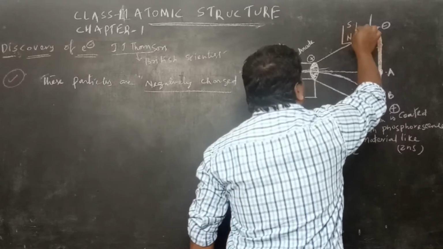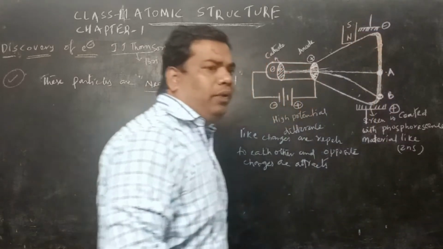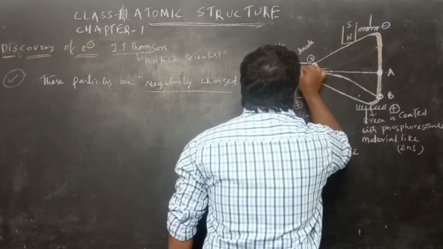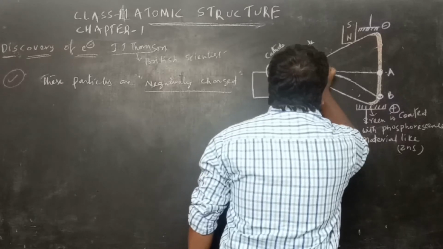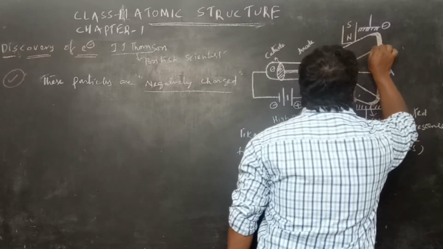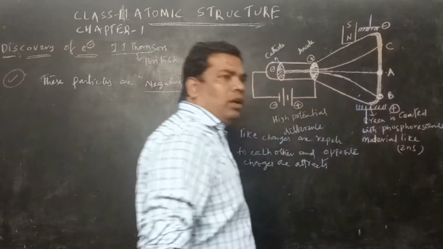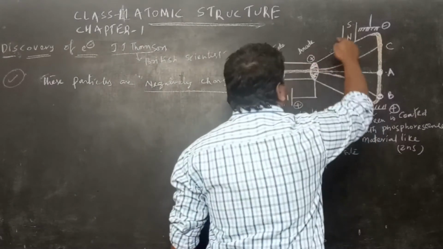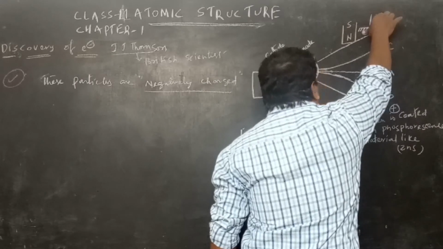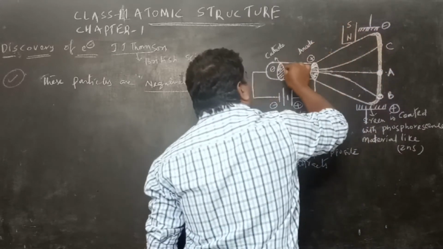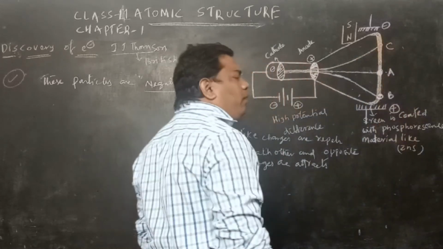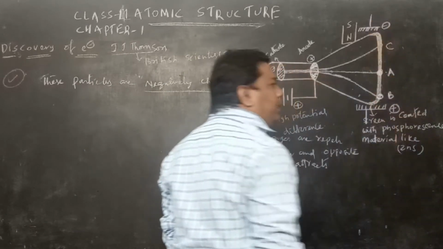Then he introduced the magnetic field. In the presence of the magnetic field, the cathode rays travel from the cathode material to the anodic material and are deflected on the magnetic field side at point C. When we apply the magnetic field, we switch off the electric field. The cathode rays travel from here to here and hit the zinc sulfide fluorescent material at point C.